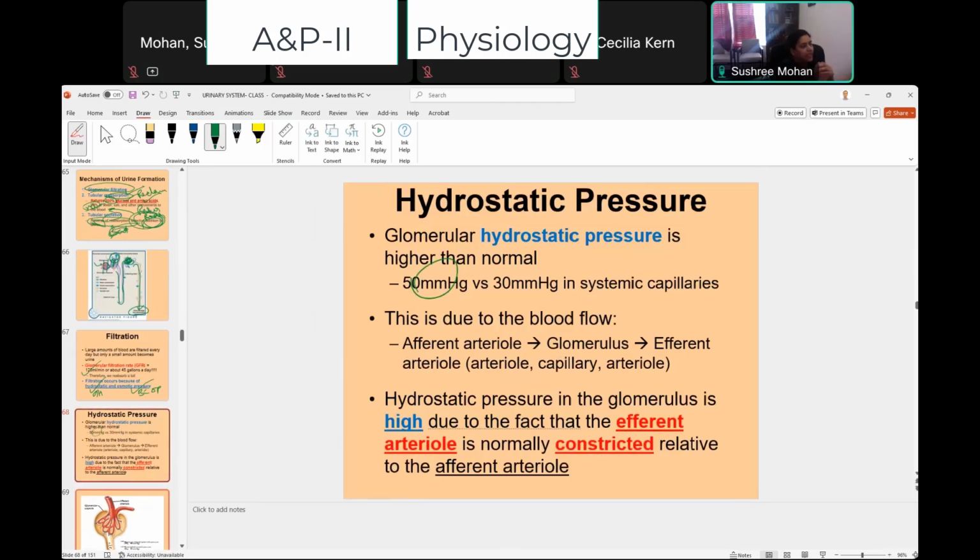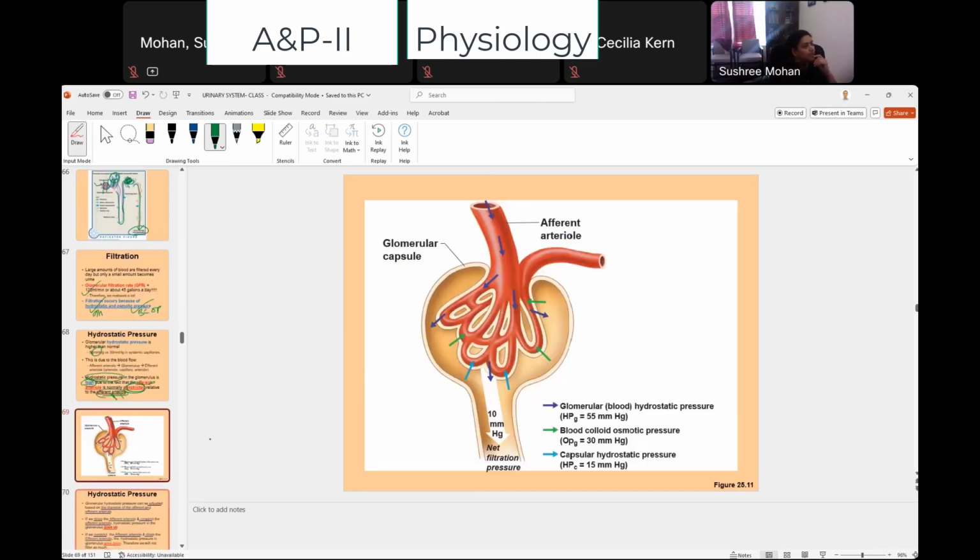It is around 50. And when the blood flows like this through afferent, glomerulus, and efferent, the hydrostatic pressure in the glomerulus is high due to the fact that the efferent is more constricted relative to the afferent. I already explained to you that the afferent has a wider diameter and the efferent has a narrow diameter. Because of this diameter difference, it generates a hydrostatic pressure, which is around 50 millimeters of mercury. So this diagram over here will give you the complete explanation of the glomerular hydrostatic pressure, 50 to 55.